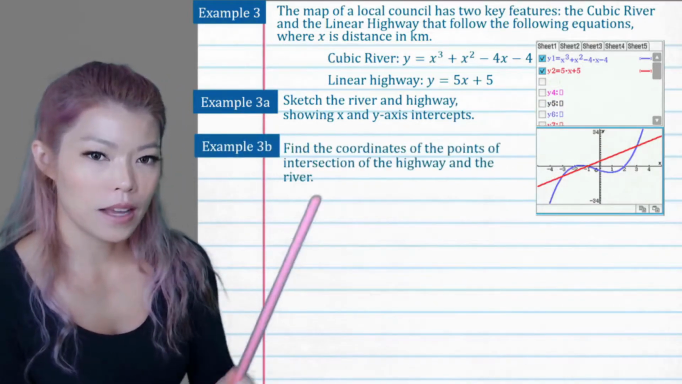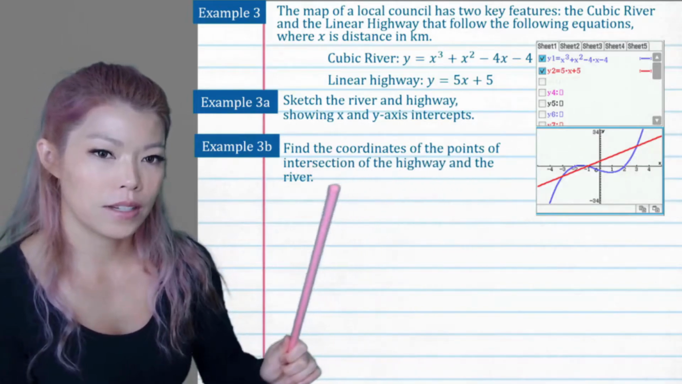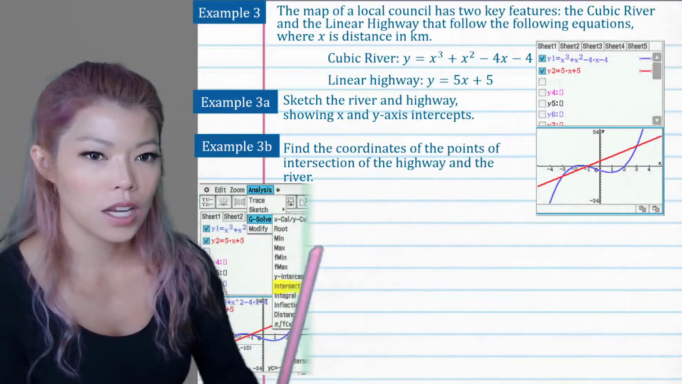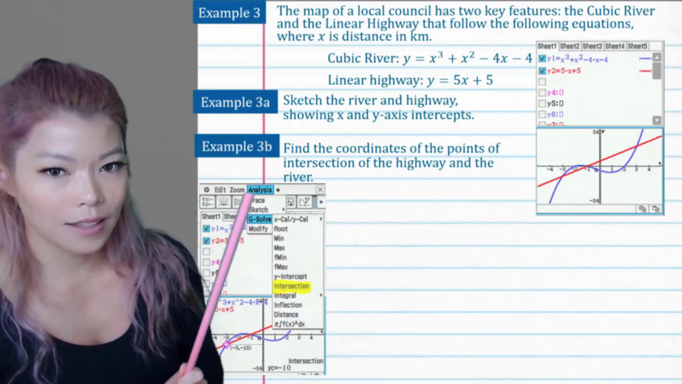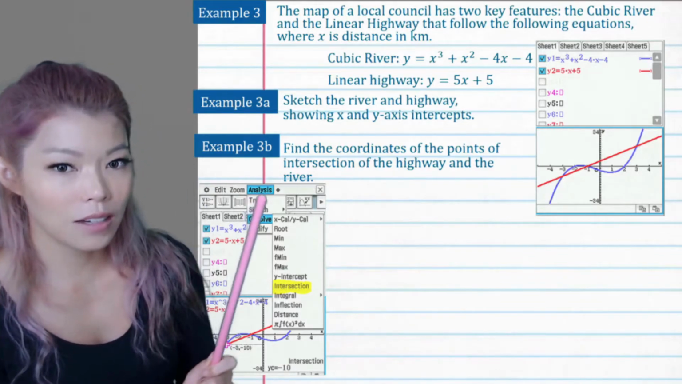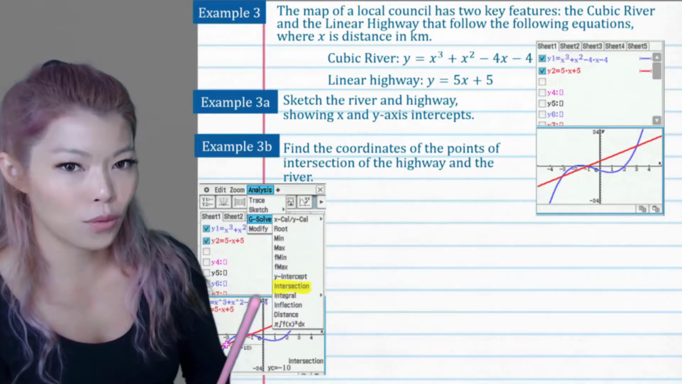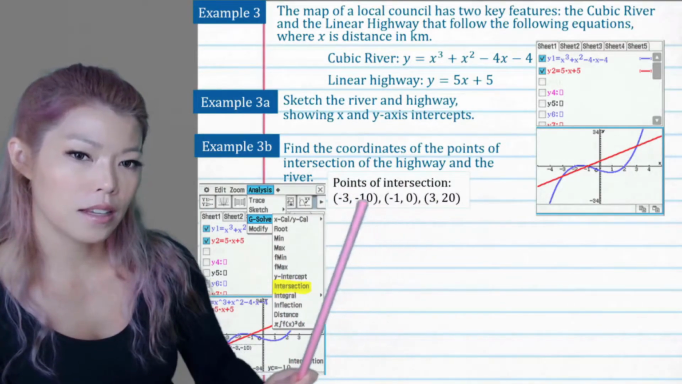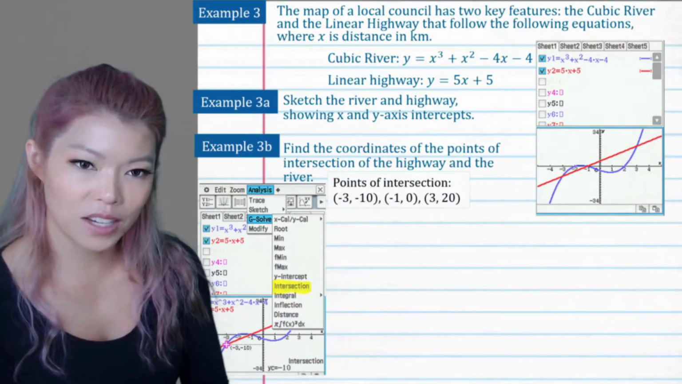Example 3B, find the coordinates of the points of intersection of the highway and the river. To find the intersection, what would you click on? You would click on, again, analysis, G-solve, and then find intersection. So when in doubt, just click on analysis, G-solve, and try to find the word you're looking for. So if you do so, you would get a screenshot that looks like that. So those are the 3 points of intersection.